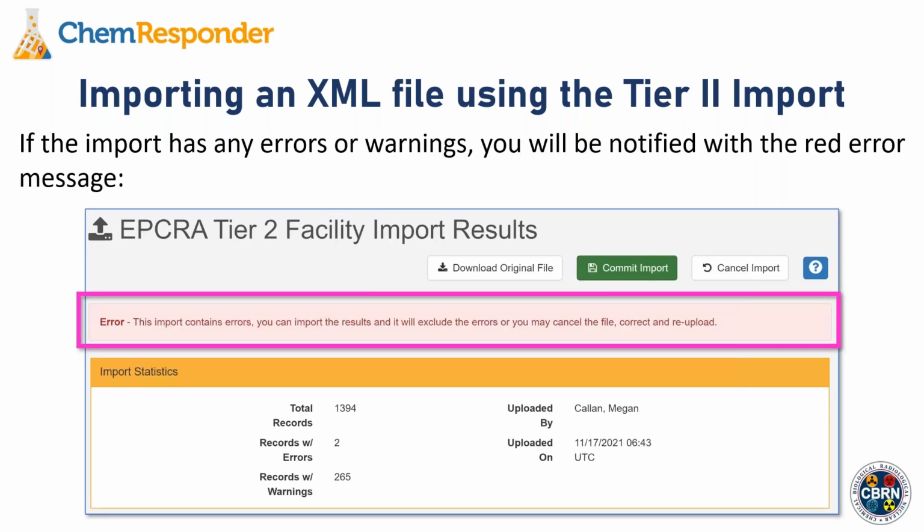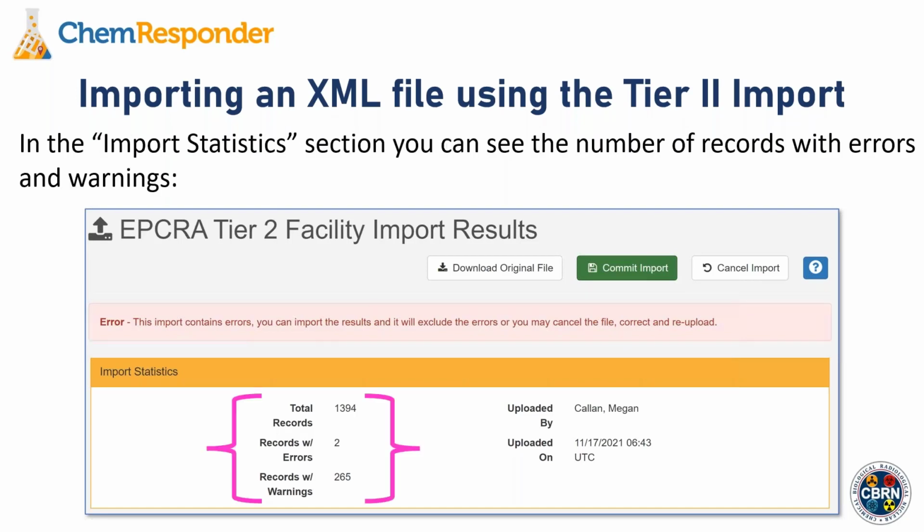If for any case the import has errors or warnings that we flag, you will be notified with this red error message. And this also means that the import was not completely committed. So it's letting you know that if there are any features or records you need to change, you can do so here. So taking a look at the import statistics, I can see that out of the 1,394 records, there were 2 that had errors and 265 with warnings.